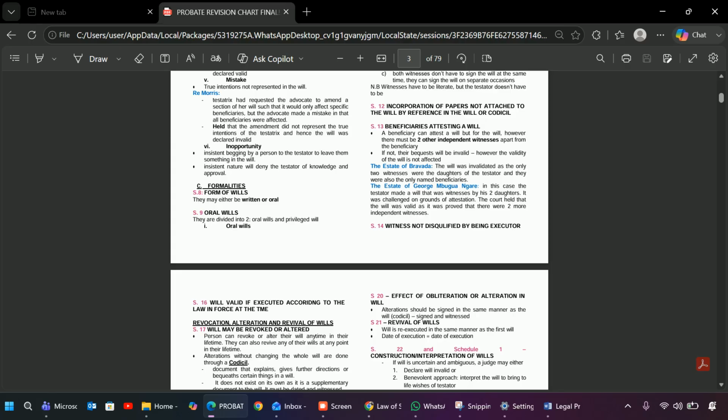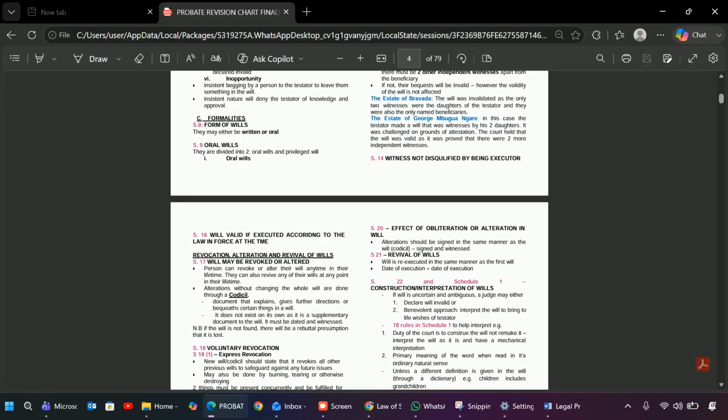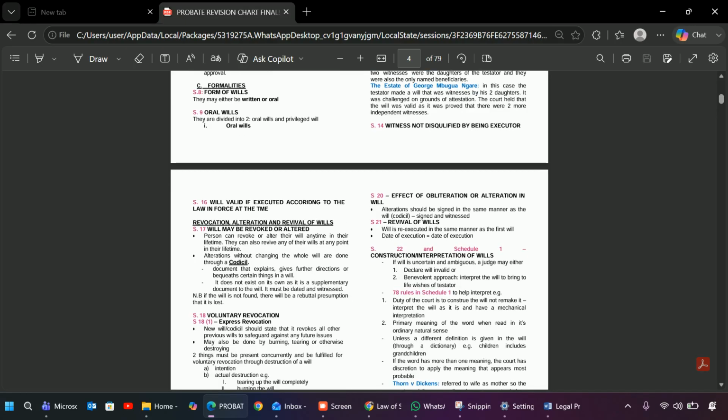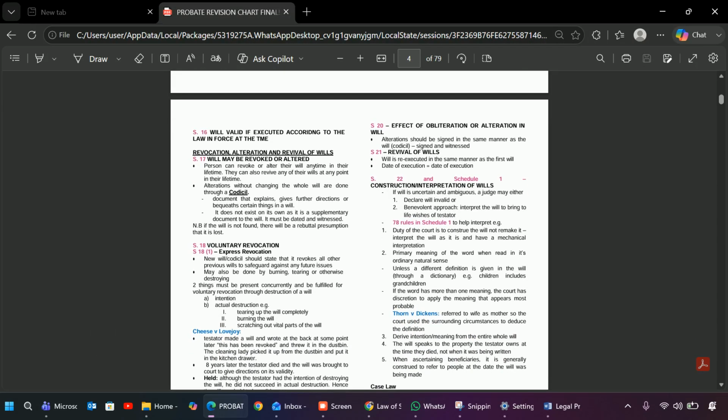This was seen in the case of the estate of Bravanda. The will was invalidated as the only two witnesses were the daughters of the testator, and they were also the only named beneficiaries. Section 14: witness not disqualified by being executor. Section 16: a will is valid if executed according to the law in force at that time.